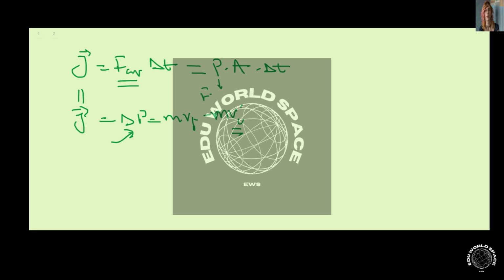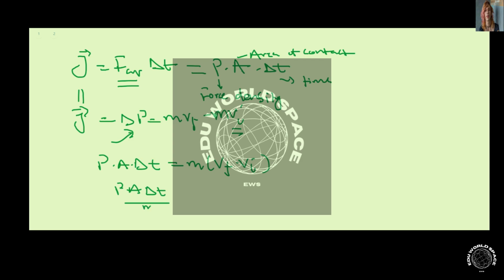P is the force density, A is the area of contact, and delta t is the time of contact. So P times A times delta t equals m times v final minus v initial. We do some algebra there: P A delta t over m equals v final minus v initial.